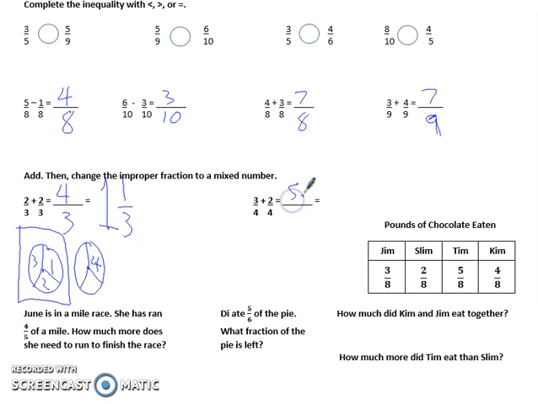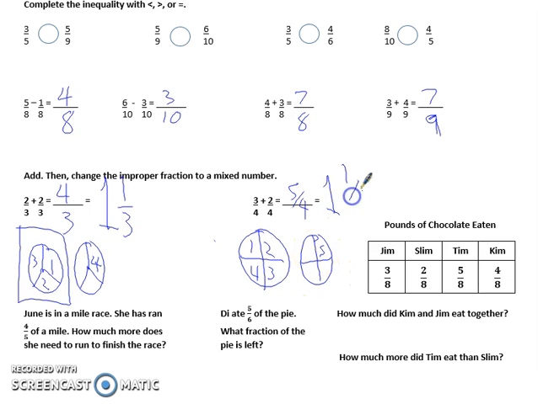Try this one. It's almost the same way. 5/4. And then I'm going to cut my pie into fourths because that's what my denominator is. There's 1, 2, 3, 4 pieces. Got to make another one, and there's piece number 5. 1 whole and 1 out of 4. 1 1/4.